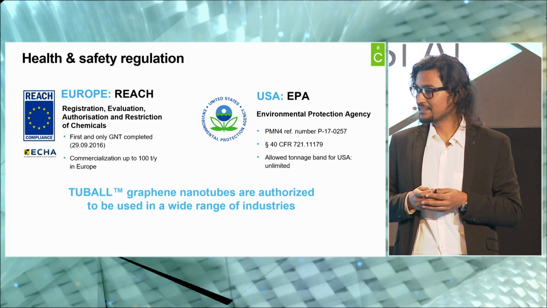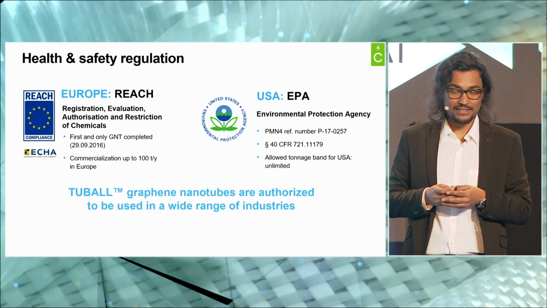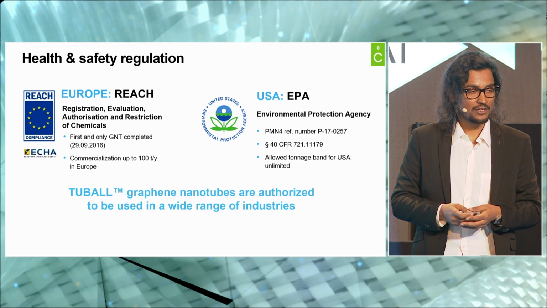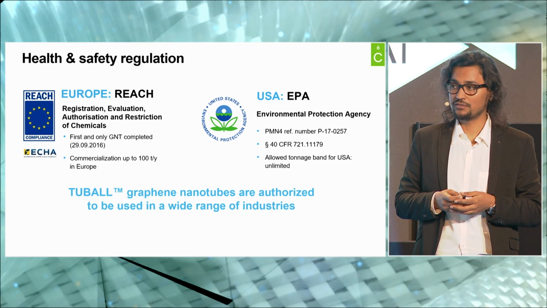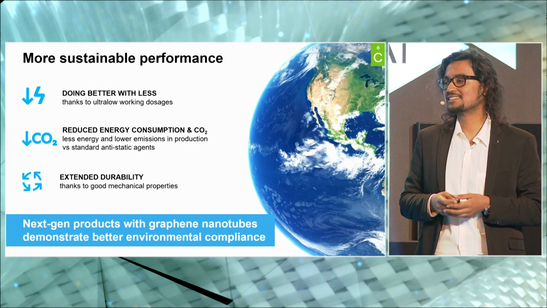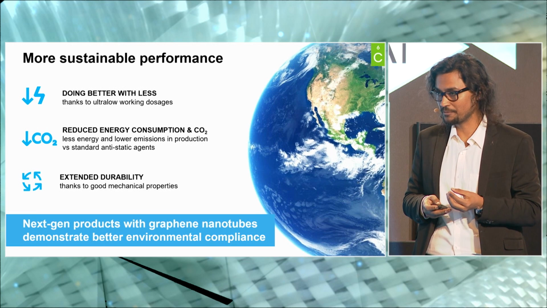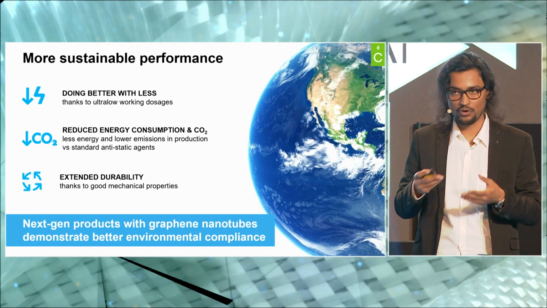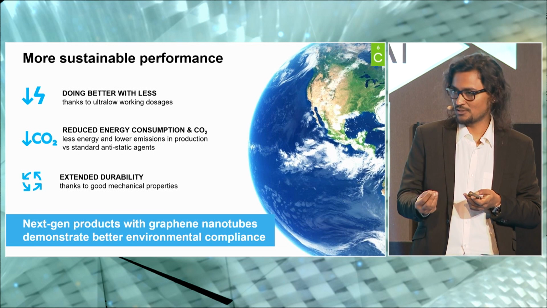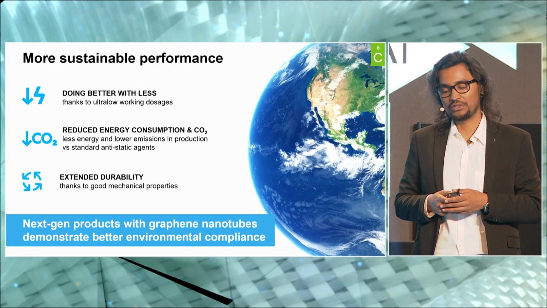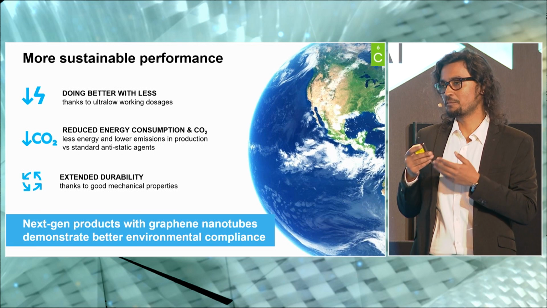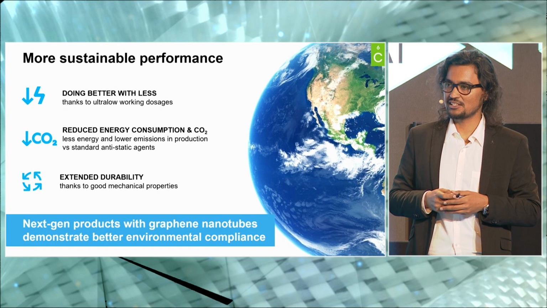Since we are a European organization, we are extremely compliant about environment, health, and safety. We are the first and only graphene nanotube company which is REACH compliant to commercialize about 100 tons of these nanotubes in Europe. We also have EPA consent. And sustainability is at the core of our vision. That means most of the application we collaborate and work with are the application where we are promoting and advocating the less use of material. So doing better with less. Also, nanotube, because of their design, use much less energy than its conventional anti-static filters.